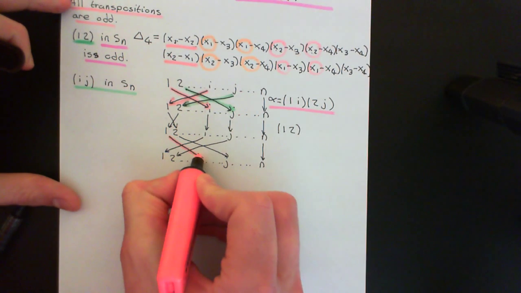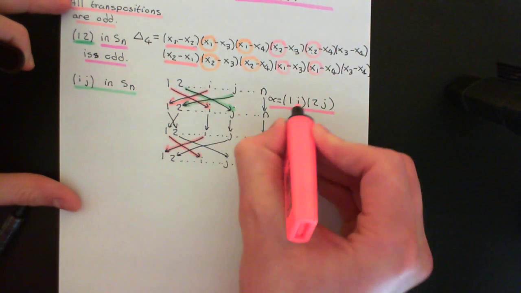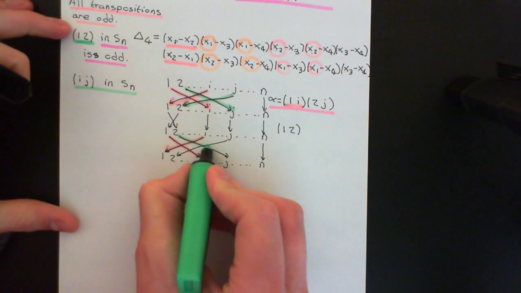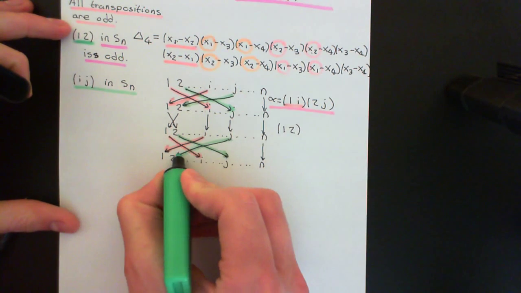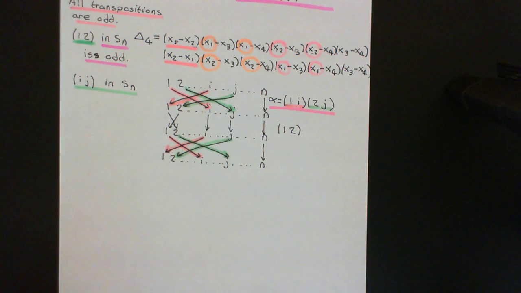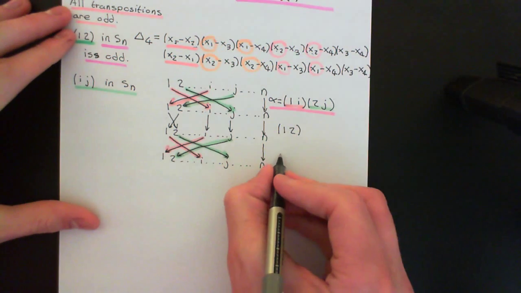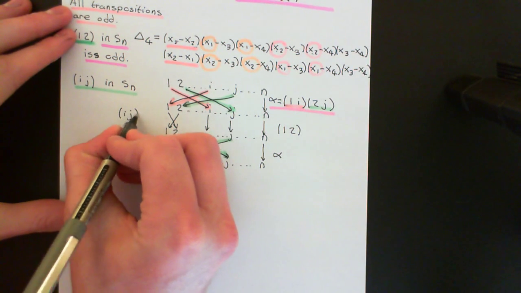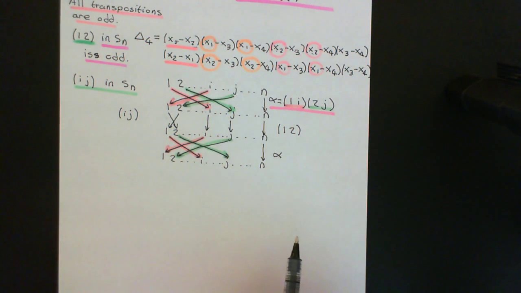So here is the transposition of 1 and i, this portion, and in green this is the transposition of 2 and j here. Okay, and hopefully that now works. Hopefully this structure that I've created here is a decomposition of the transposition of i and j. Okay, so let's just work this out.